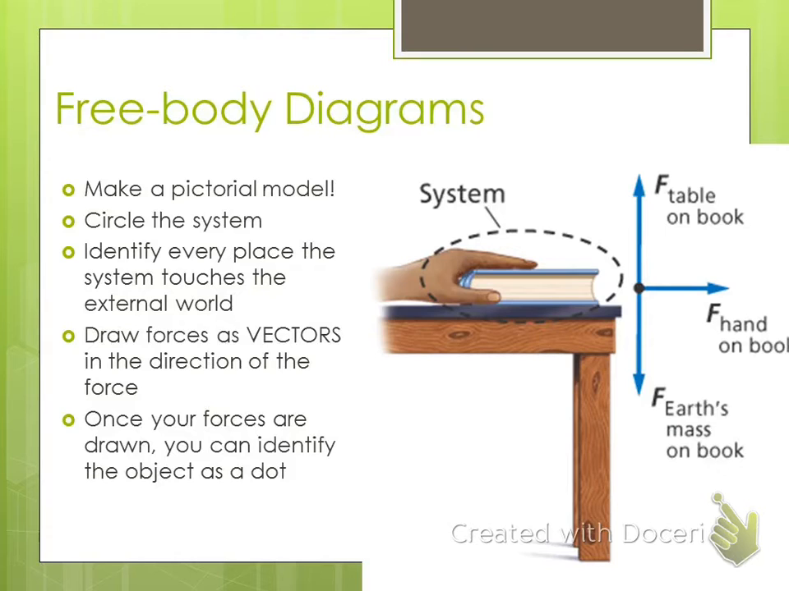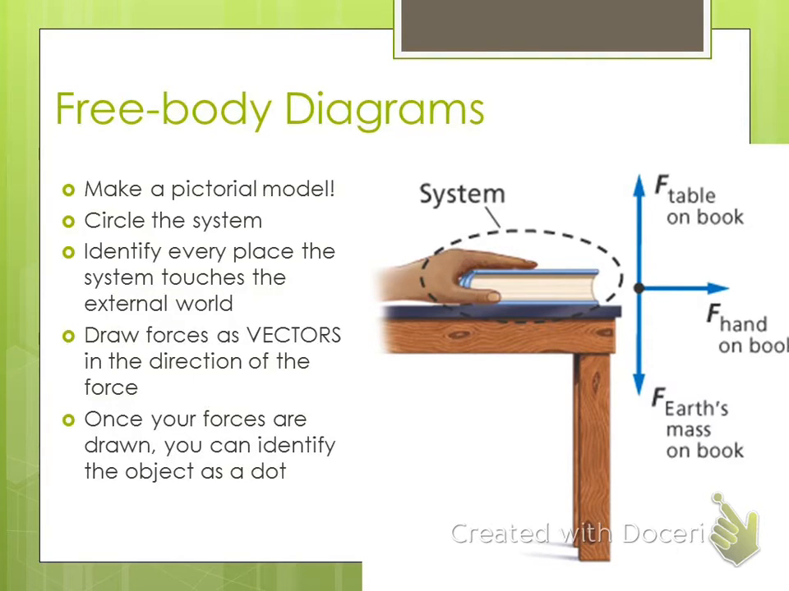Whenever we draw these diagrams, and this right here is called a free body diagram, we draw our forces as vectors because a force is a vector. It needs both magnitude and direction, right? Those are two things that a vector needs to have. Some of you forgot that on your test. A vector needs to have both magnitude and direction.